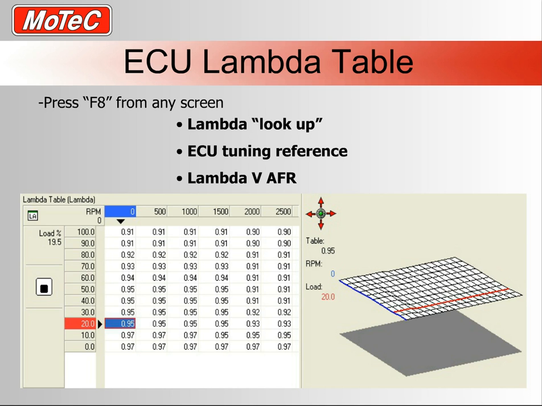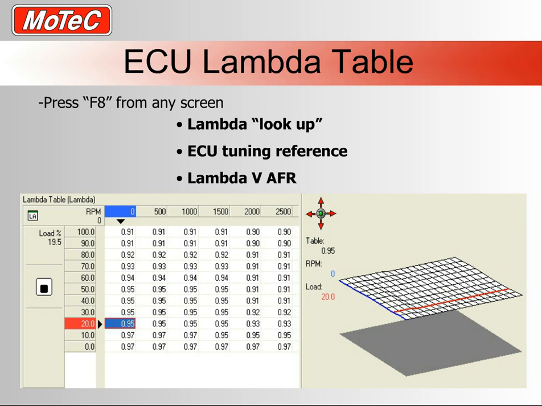You want to be running around 0.89 to 0.90 at full throttle. That will be maximum power. So kind of the numbers you see here. As you go up in boost, if it's a turbo engine, you want to run richer mixtures, basically to keep the exhaust temperature under control.